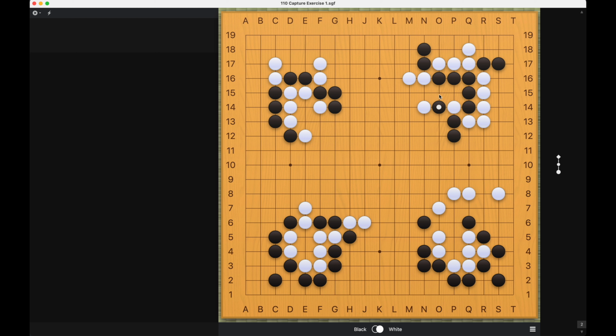But this pattern is a snapback. White can play here. If black captures this white stone, white can capture right back, like this. If black tries something else, then white will just seal off the exit, and black cannot escape. Therefore, the cutting point here capitalizes on black's shortage of liberties.